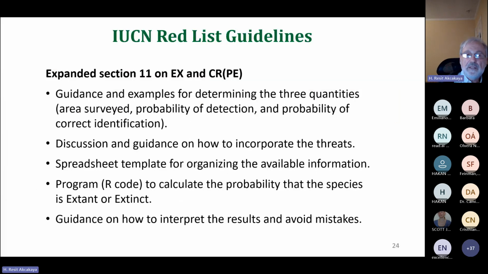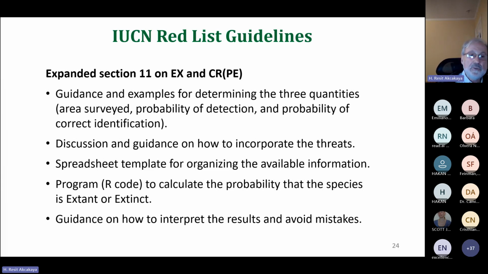So what we did a few years ago is expand section 11 on extinct and critically endangered, possibly extinct, to add guidance and examples for determining these three quantities that I just mentioned. And this was based on three papers that were published by myself and I think maybe 20 other people. These three papers were published in 2017, but the first workshop that we held to think about this problem was in 2010. The Red List guidelines were updated in 2019. So it was basically a 9-year work to get to this point.